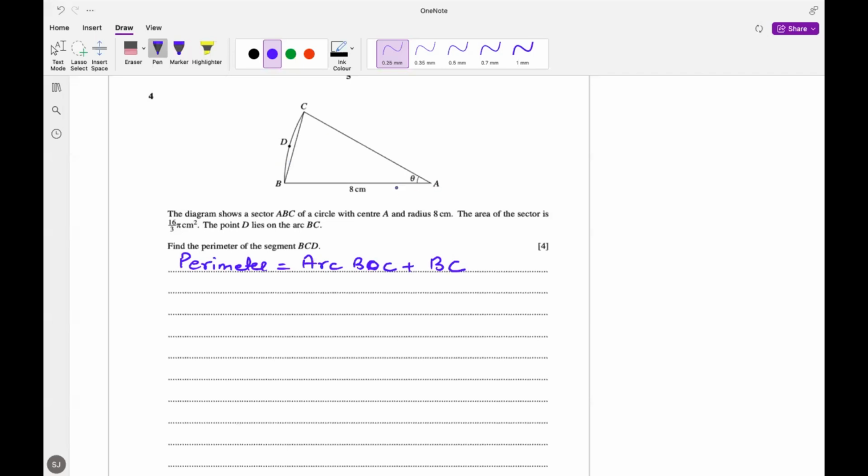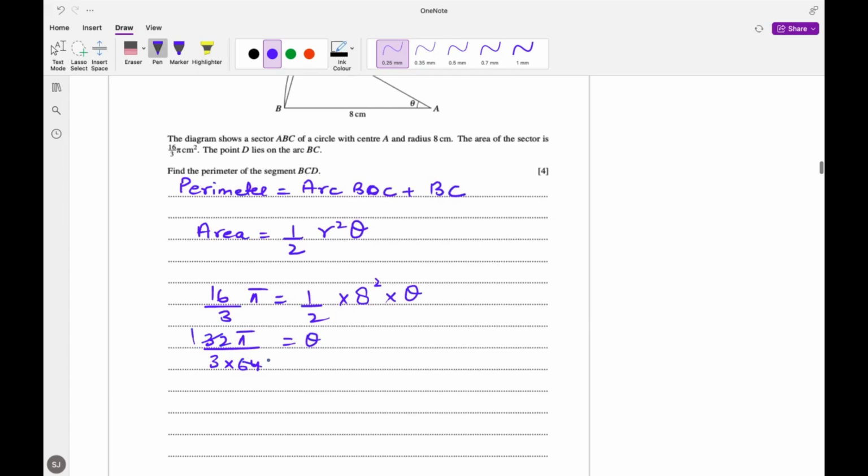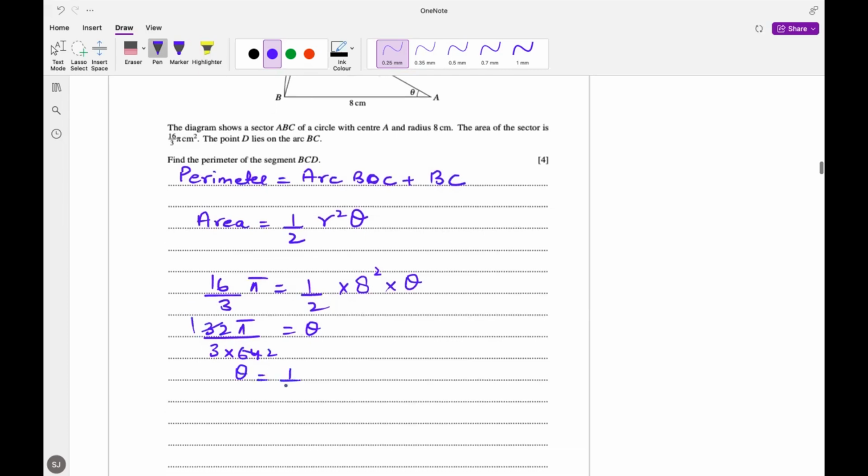Now to find the arc length BC, we need the angle theta, and for the length of BC as well, we will also be needing the angle theta. As the area of a sector is given by 1/2 r squared theta, and we have been given the area as 16/3 π, we know that the radius is 8, so this will be 1/2 × 8 squared × theta. Cross multiplying and simplifying, we get 32π/3, and this 8 squared is 64, equals theta. So simplifying this, we get theta as π/6.